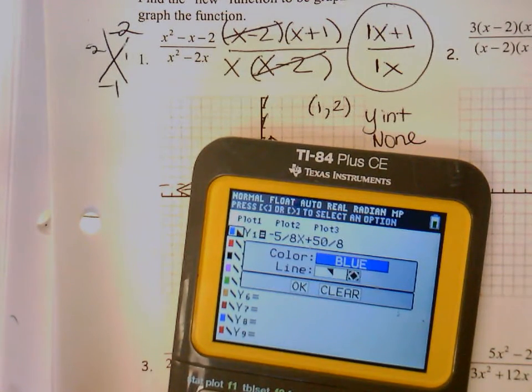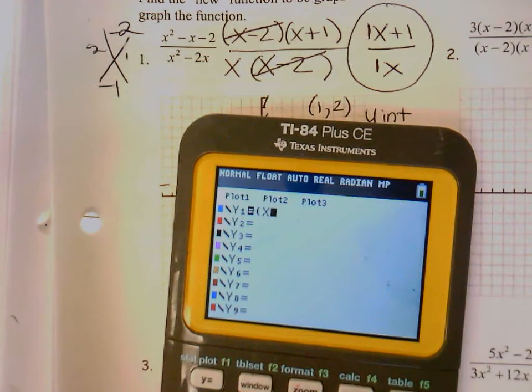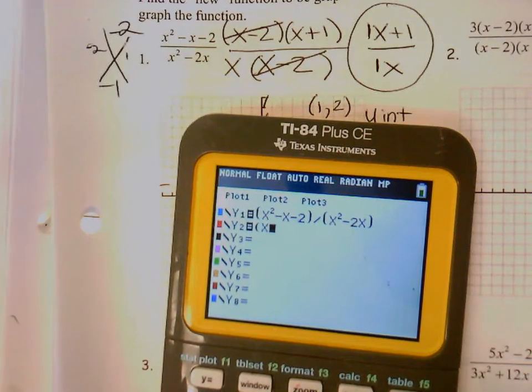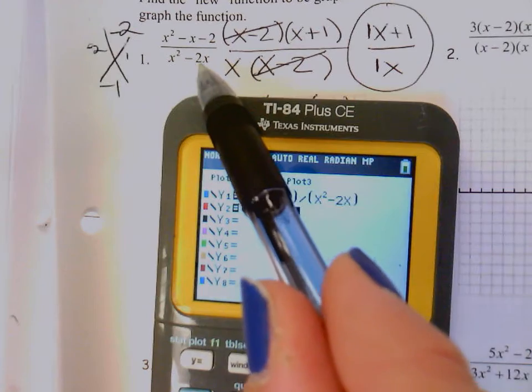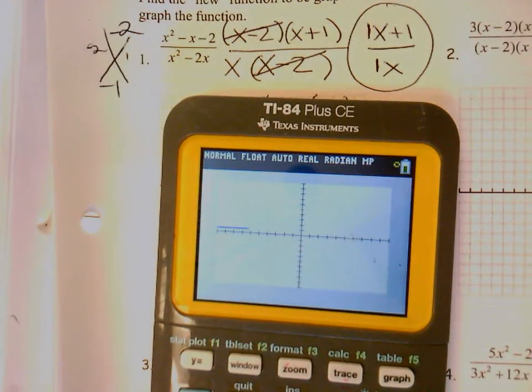I was graphing inequalities in my last class. Okay. So if I type in the original equation, x squared minus x minus 2 divided by x squared minus 2x, and I graph the equation just x plus 1 divided by x. So I'm putting this function in, and I'm putting this canceled function in. If I just graph it, you're going to see the blue line, and then the red line is going to go right on top of it. It's the exact same graph.